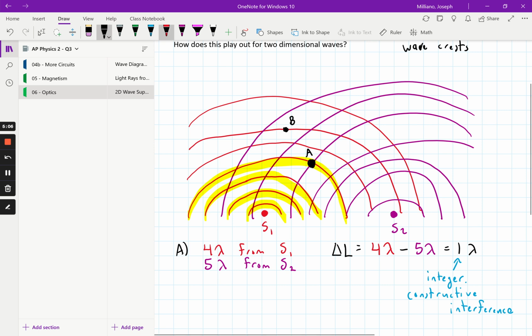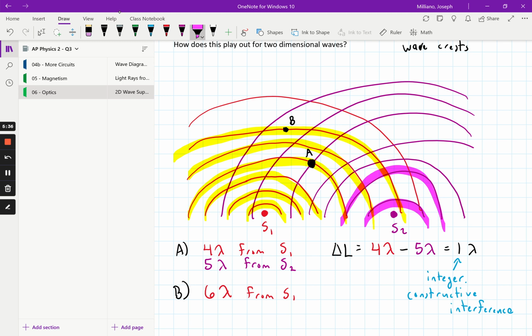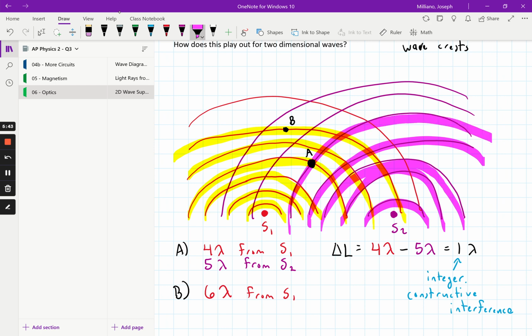Let's now look at point B, which is right here. How far away is it from source 1, the red source? The yellow goes out to 4. Now we're at 5. Now we're at 6. So for point B, we are 6 wavelengths away from source 1. How about source 2 now? Looking at source 2, we are 1, 2, 3, 4, 5, 6, and we're not quite at 7. We're actually in between.